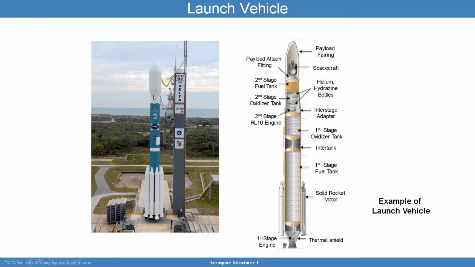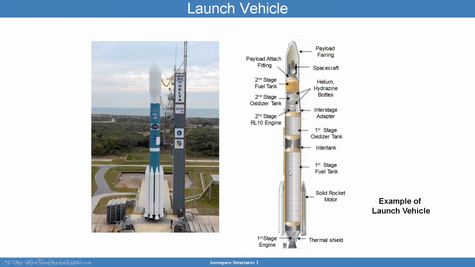But to remind you what a launch vehicle is really comprised of: a payload fairing, and a spacecraft that's attached to the payload attach fitting. This payload attach fitting is then connected to interstage tanks and tanks. Like here in this case, you have a second stage fuel tank and an oxidizer tank, and the second stage RL10 engine. From there, this interstage adapter is connected to the first stage tank, which comprises an oxidizer tank. There's space between the first stage oxidizer tank and the first stage fuel tank.